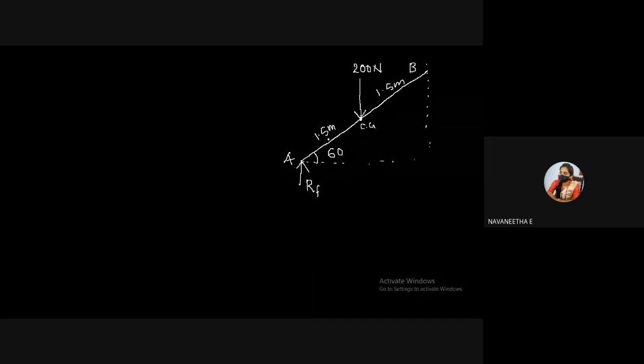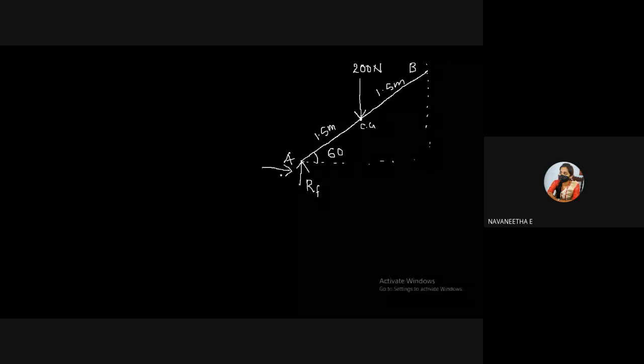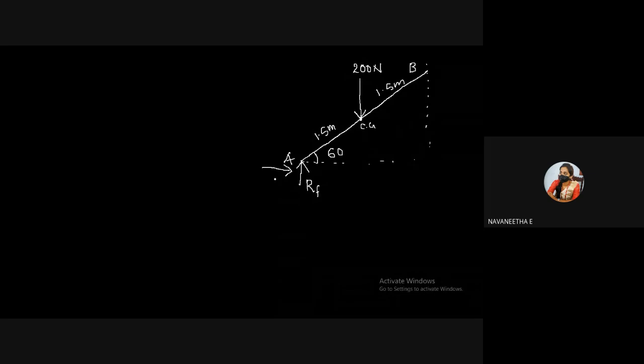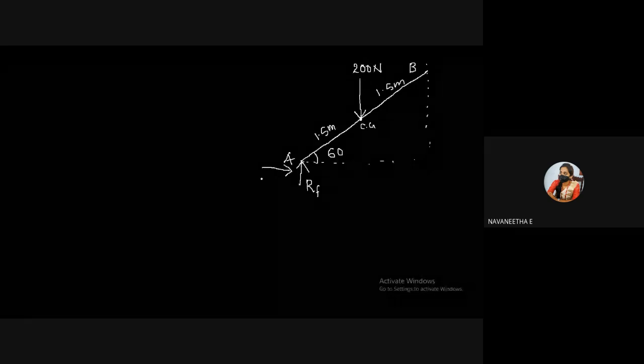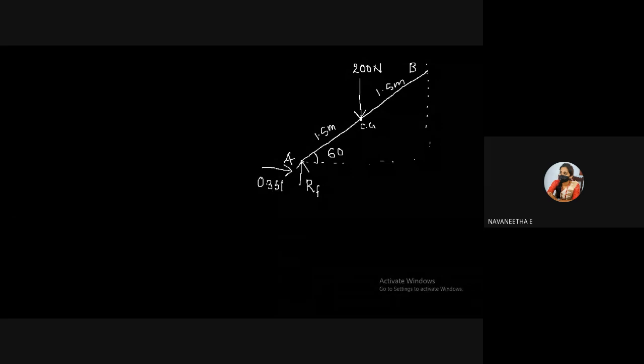If the entire system is not in equilibrium, or the ladder is slipping, then the direction of motion of point A will be in the left hand direction, right? So a friction will be developed against this motion, in the right hand direction. That friction is equal to mu f RF, where the coefficient of friction between the floor and the ladder is given in our question, 0.35. So you can write it like this, 0.35 RF.